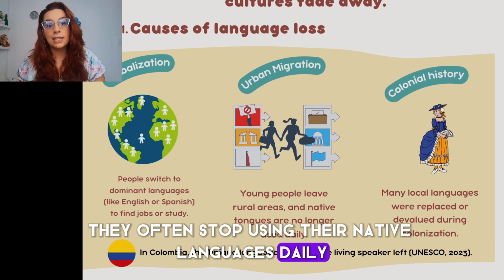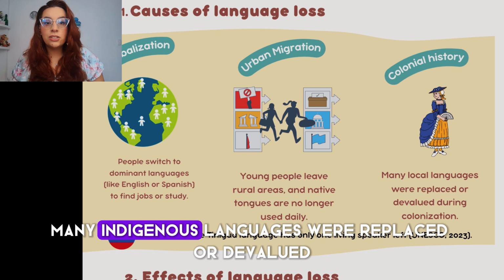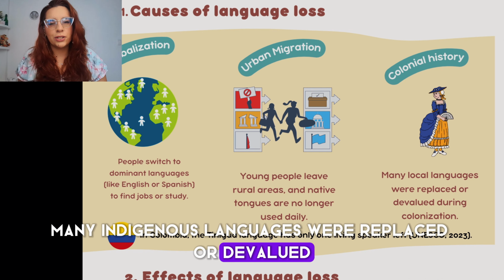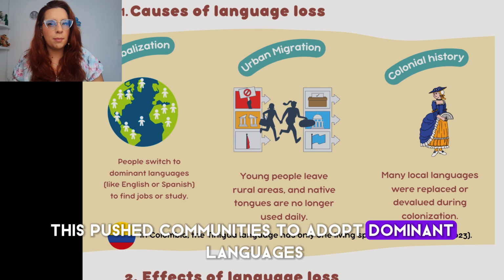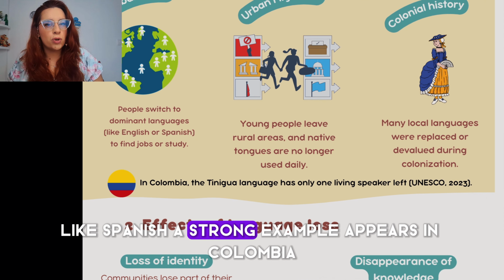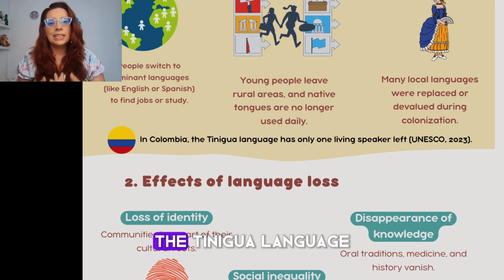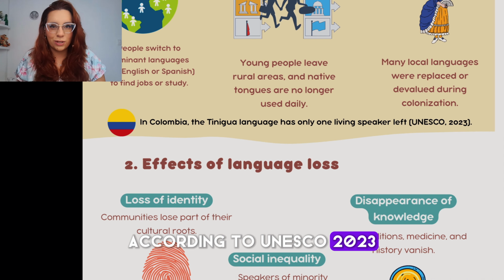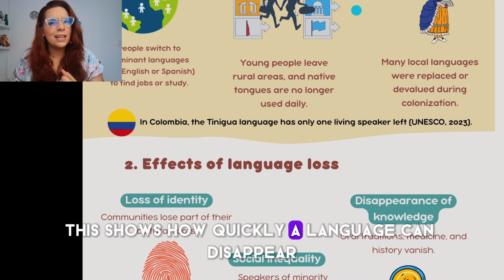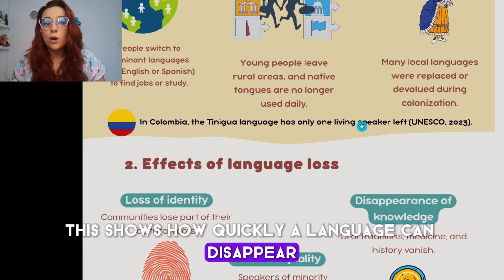And third, colonization played a huge role. During the colonial period, many indigenous languages were replaced or devalued, especially in Latin America. This pushed communities to adopt dominant languages like Spanish. A strong example appears in Colombia. The Tinigua language currently has only one living speaker left, according to UNESCO 2023. This shows how quickly a language can disappear when there are no young speakers to continue it.